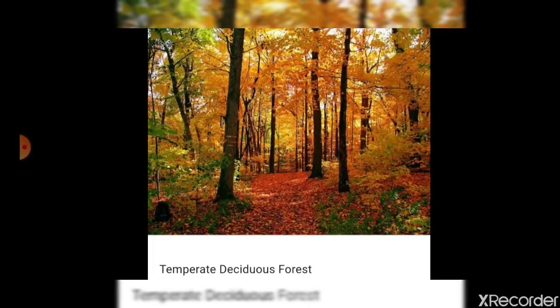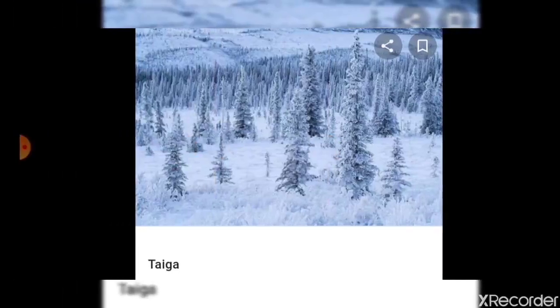Temperate deciduous forests. These forests receive a sufficient amount of rainfall during the year. In the winter season, the trees in these forests shed their leaves. Taiga. Situated near the Arctic region, taiga is an extremely cold region. Some conifers are mainly found in this region.